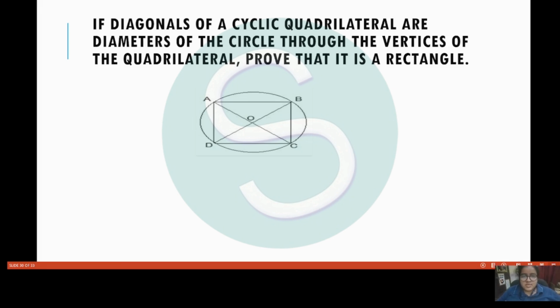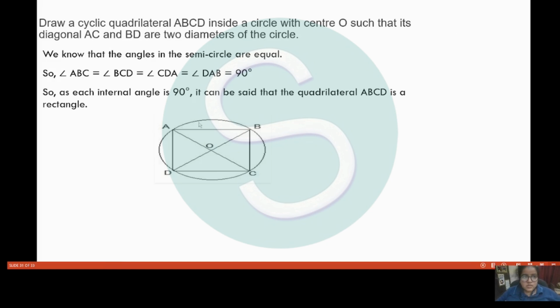Now next question is, if diagonals of a cyclic quadrilateral are diameters of the circle through the vertices of the quadrilateral, we have to prove it is a rectangle. So एक cyclic quadrilateral है जिसके diagonals जो है सर्कल के diameters है. We have to prove that it is that cyclic quadrilateral जो है वो एक rectangle है. So how we will do is, यहाँ पे हमें given है कि AC और BD जो है वो diagonals है rectangle के and इस circle की जो है वो diameter है.